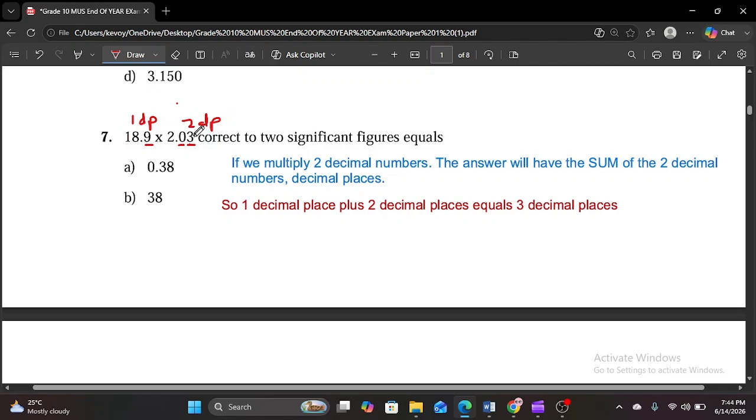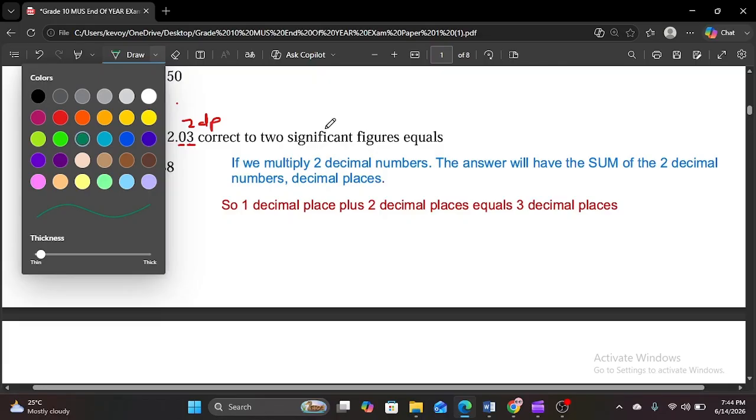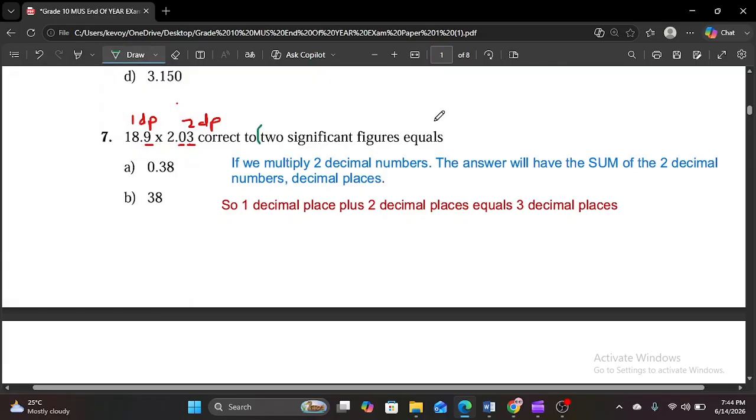So if you multiply these 2 decimal numbers right here, your answer is going to have 3 decimal places. All right. But the thing is that we need to ensure that when we find our answer, we are going to round it to 2 significant figures. All right, so let's multiply our numbers first, and then we will round it afterwards. So we're going to multiply our 2 numbers first.